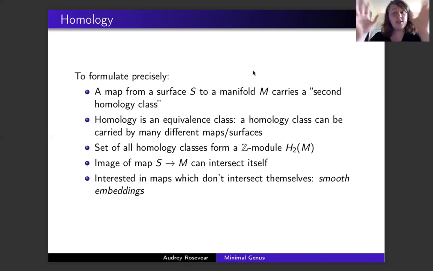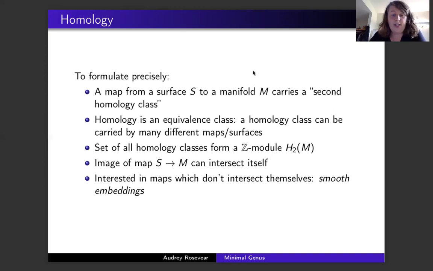And we can consider the set of all second homology classes, and we get a Z module. That's a type of vector space-ish thing, but instead of over the real numbers or complex numbers, we are over the integers. It's called H2M. In this definition, the image of the map from the surface to the manifold can intersect itself. It can fold over itself in any number of different ways. It still carries a second homology class as long as it's continuous.